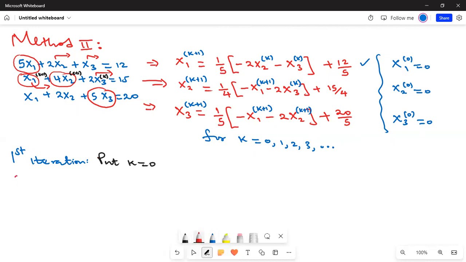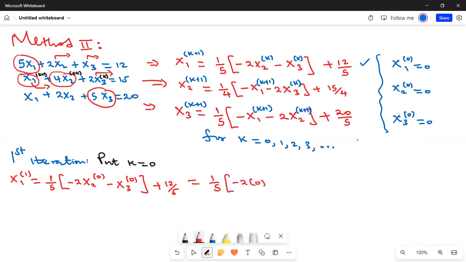What are we going to get in equation 1? We are going to get x1 at level 1 is equals to 1 over 5 negative 2 x2 at level 0 minus x3 at level 0 plus 12 over 5, that is 1 over 5 negative 2 times 0 minus 0 plus 12 over 5. That will give you 2.40.